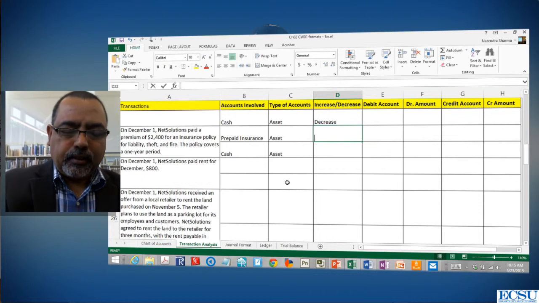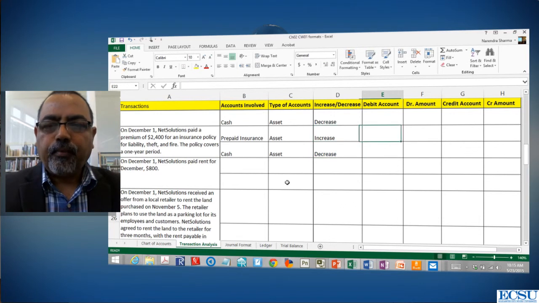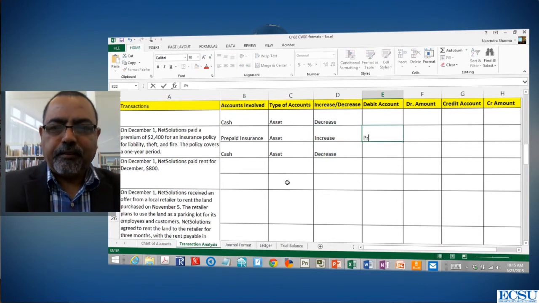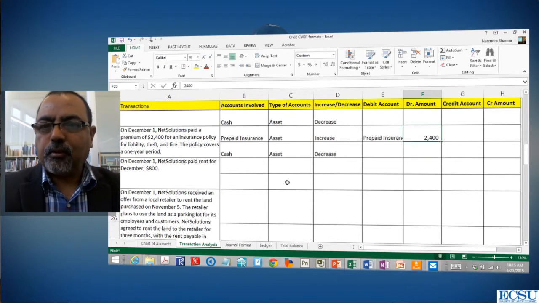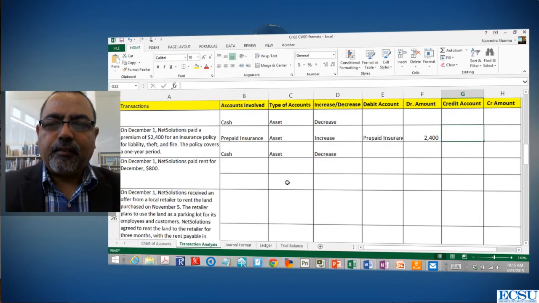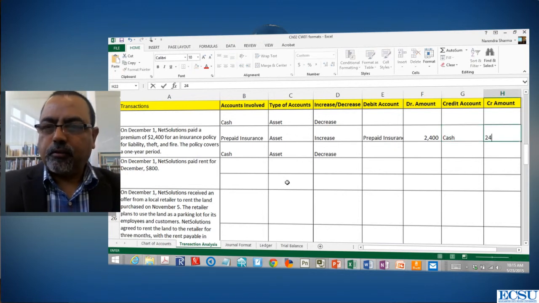Now prepaid is increasing, cash is decreasing because I paid. So following the rule, I'll be debiting prepaid insurance with the amount 2,400. Now please remember, as I use that prepaid insurance, it will become an expense. So at the end of December, I'll have to take out some part of that 2,400 and debit it to an insurance expense. So we'll do that when it comes. For now, cash should be credited with 2,400.